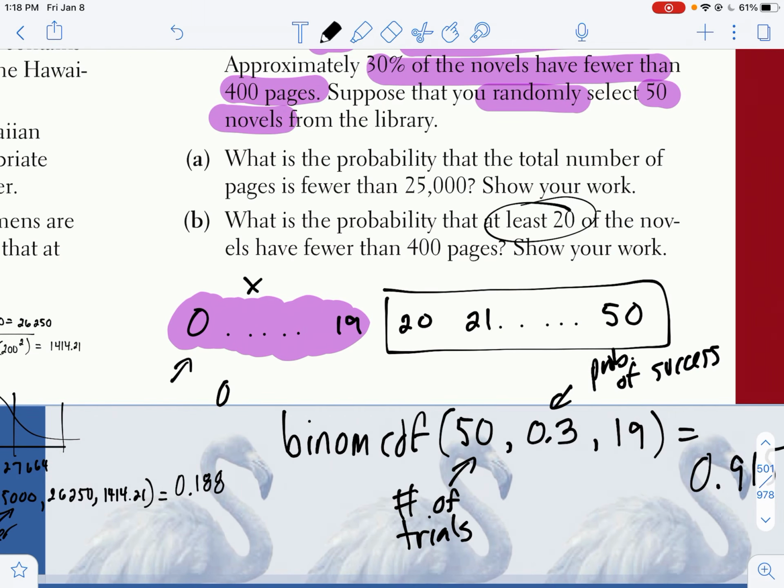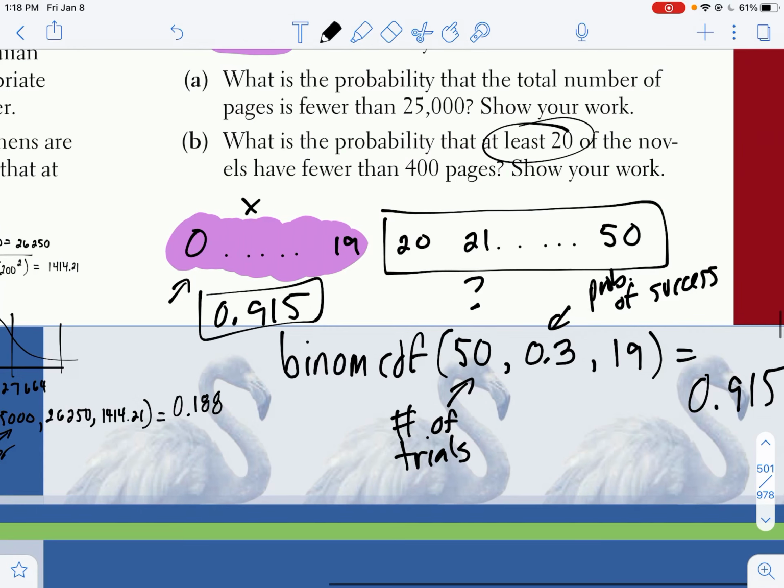So if this represents 0.915 of the outcomes, then for these, all I got to do is subtract it from 1. 1 minus 0.915, and you get, I'm ballparking this here, I should probably use my calculator, 0.085. So the probability that I get at least 20 is going to be about 8.5%.